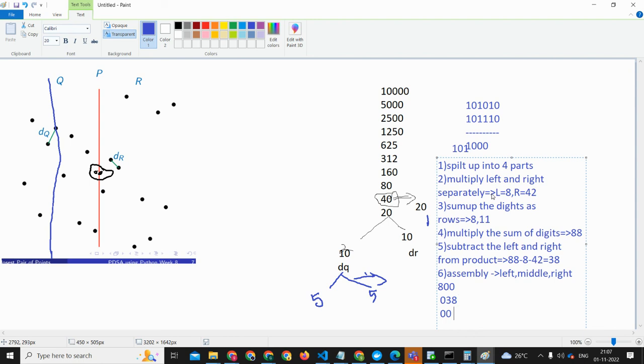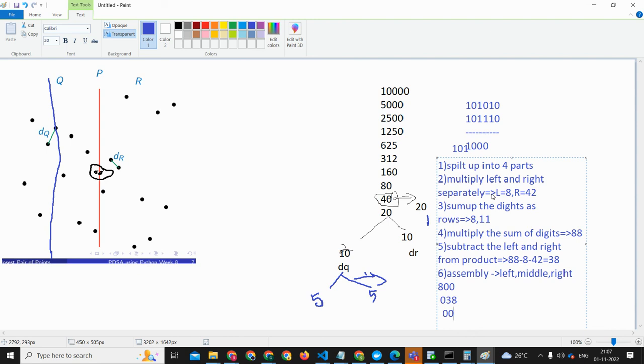you will get multiplied savings, right? So Karatsuba is, I think, n to the power of 1.58, which is significantly better than the naive multiplication method that we have. So let's finish it up.